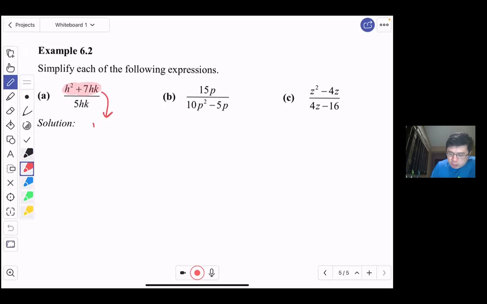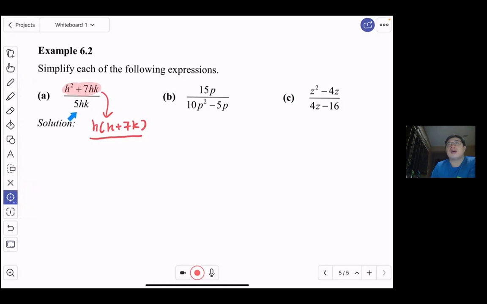Okay, so if I'm looking at my numerator, now factorizing my numerator, h squared and 7hk, I observe that h is a common factor. So let me take out the factor h. I'm left with h plus 7k. In my denominator, 5hk, this is the same as h multiplied by 5k.